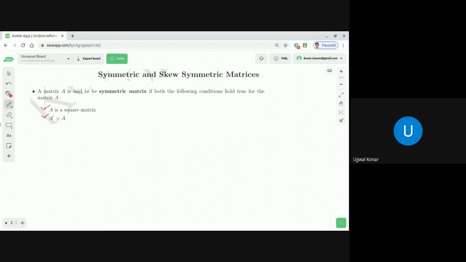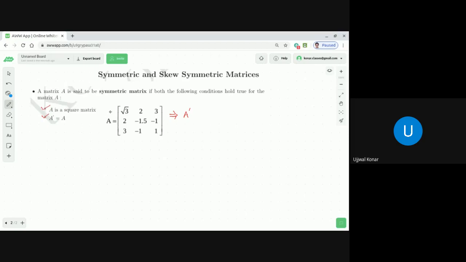You may be wondering, sir, how can we say that a matrix is equal to its transpose? Let's see it, then you'll understand. Let us consider a matrix something like this. Let me show it to you, dear students. Let's consider a matrix A like this, and let us find its transpose. So A transpose is nothing but interchanging the rows and columns, correct or not?